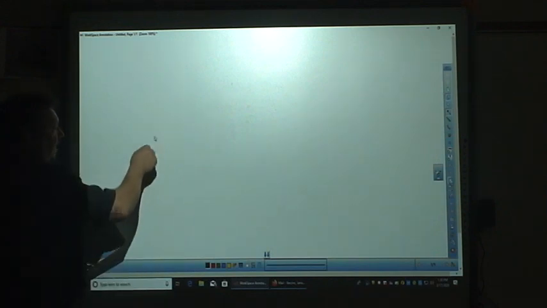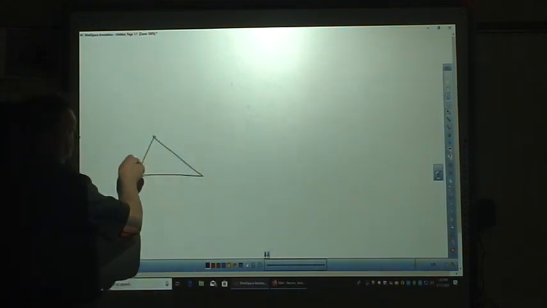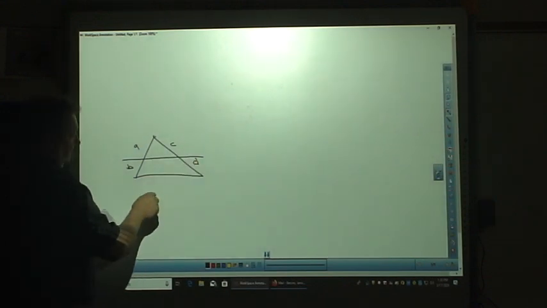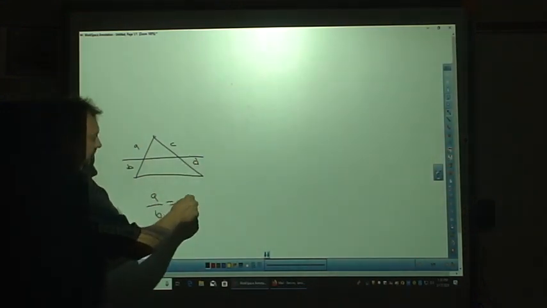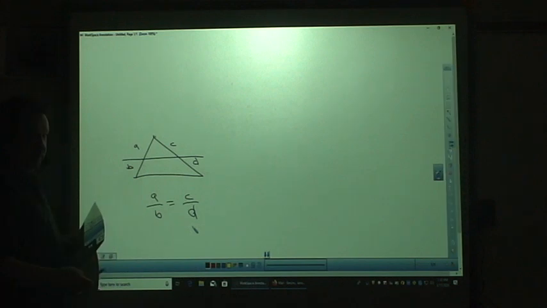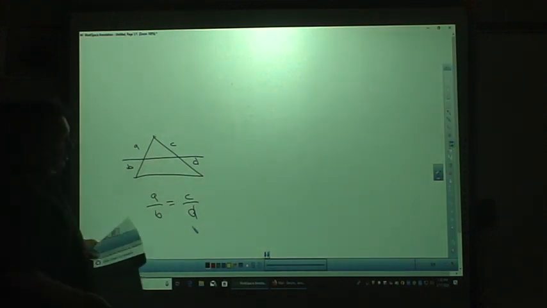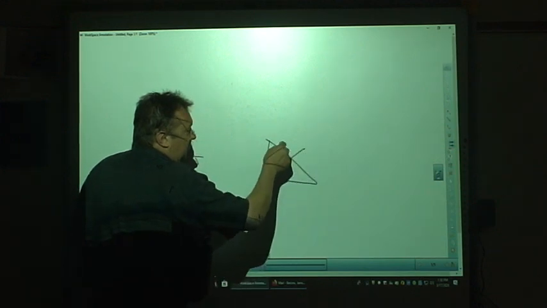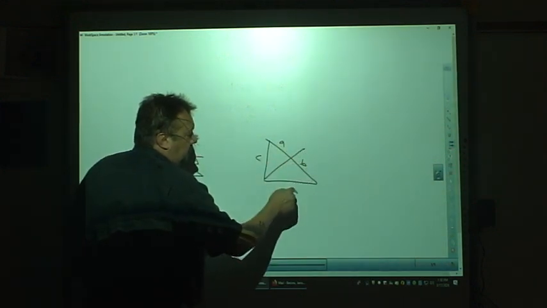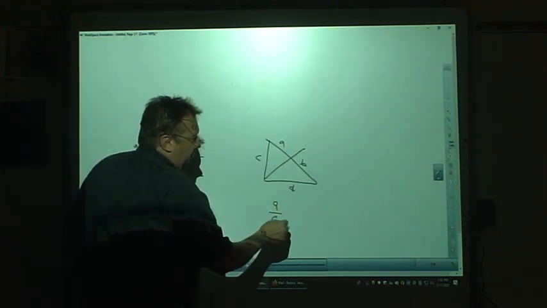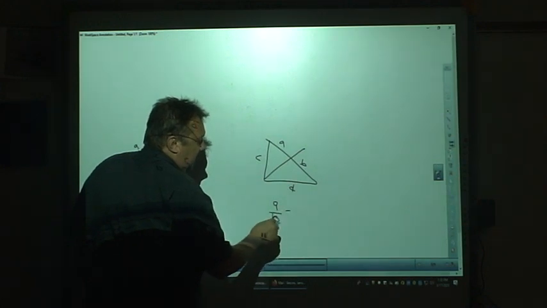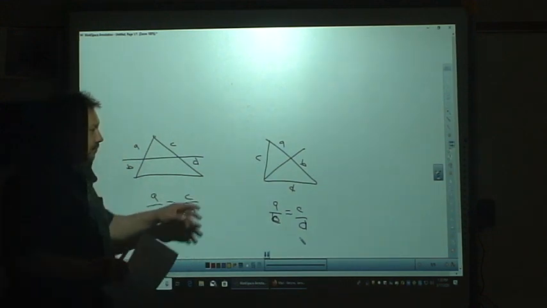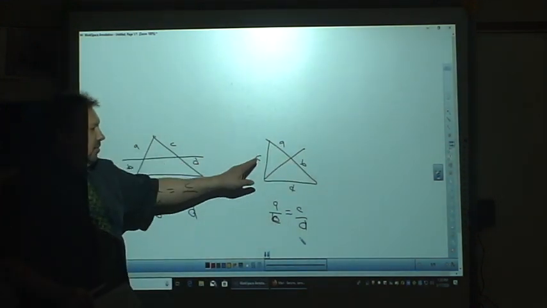An example of the side splitter theorem would be A over B equals C over D. The angle bisector would be something like this. A over B equals C over D. This over this, this over this.